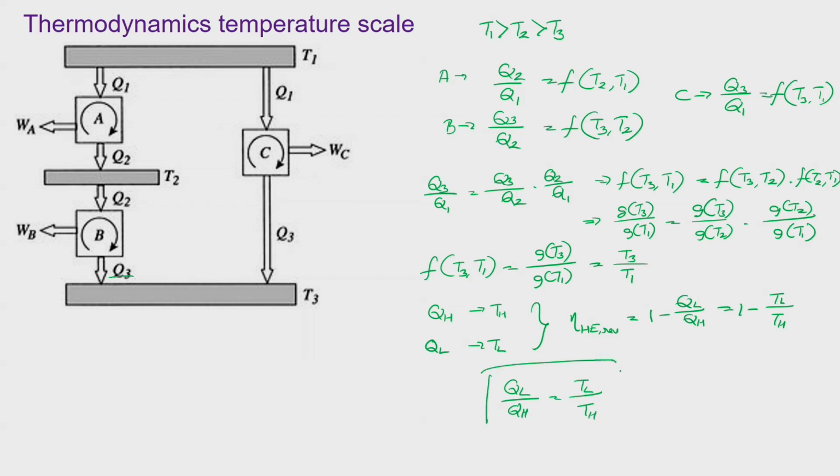It is not at all saying that QL is equal to TL, rather it is saying that the ratio of these two heat interactions will be equal to the ratio of the corresponding reservoir temperatures, and that provides something known as the thermodynamic temperature scale. Look at this, here we are saying that the ratio of the temperatures of the two reservoirs is just equal to the ratio of the corresponding heat transfers.